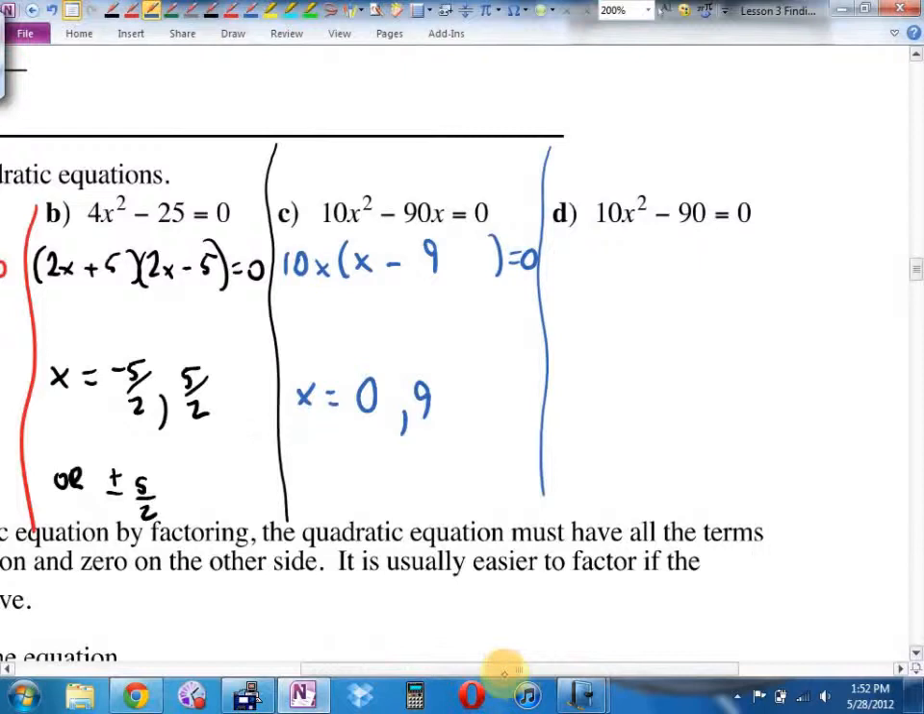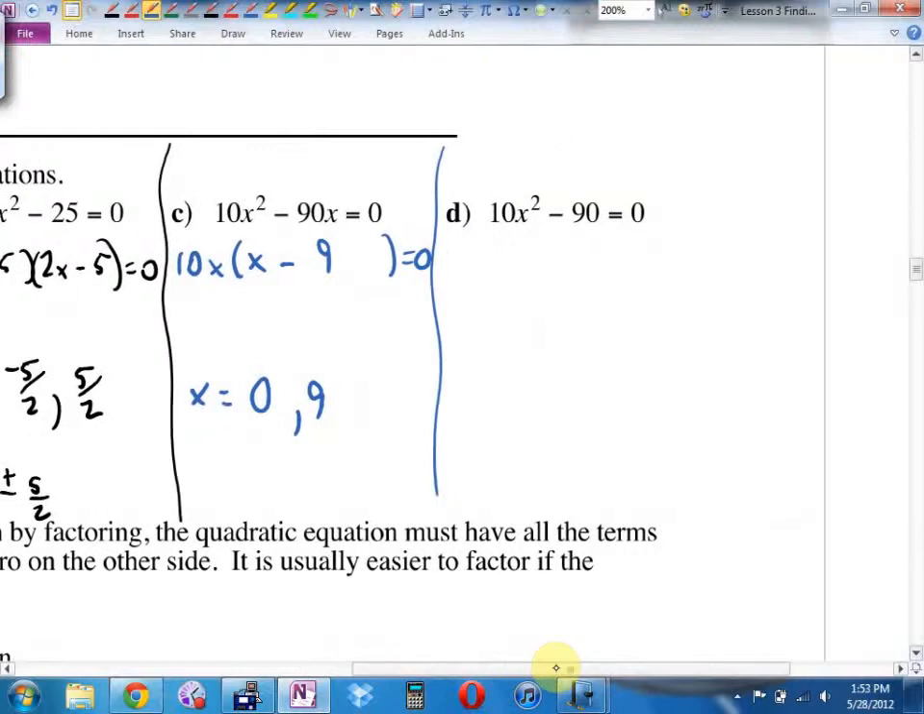D. By the way, do you notice that D looks very similar to C? What kind of an equation is this? How do you know? How do I solve a quadratic? First thing I've got to do is make it equal to 0. By the way, look up. You see, I could have given you this equation like this.